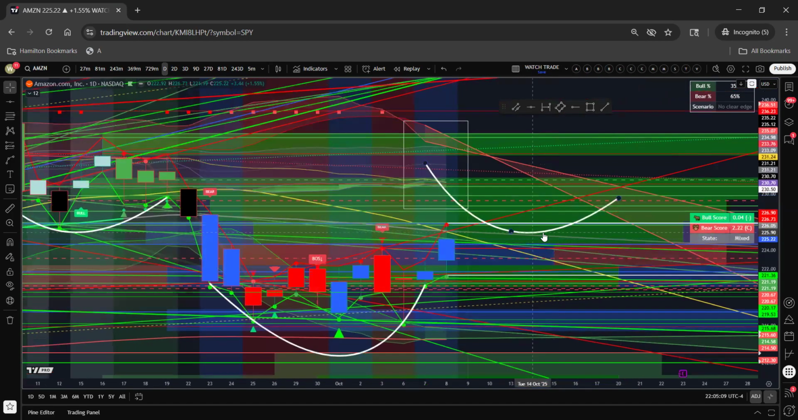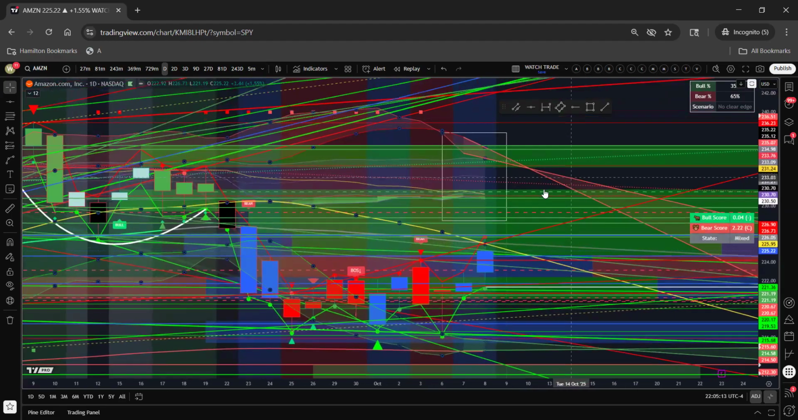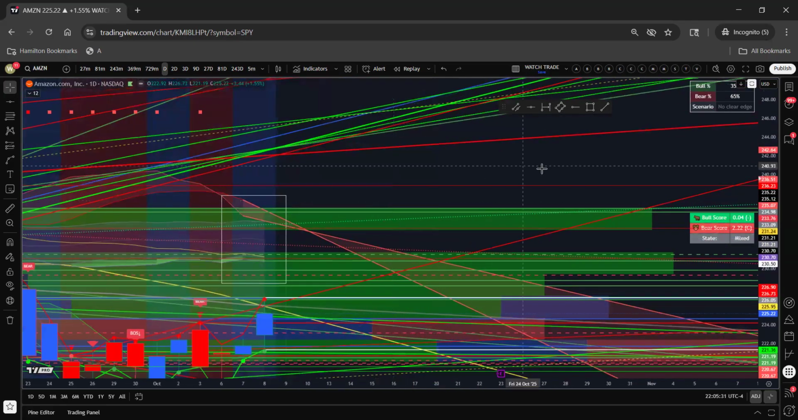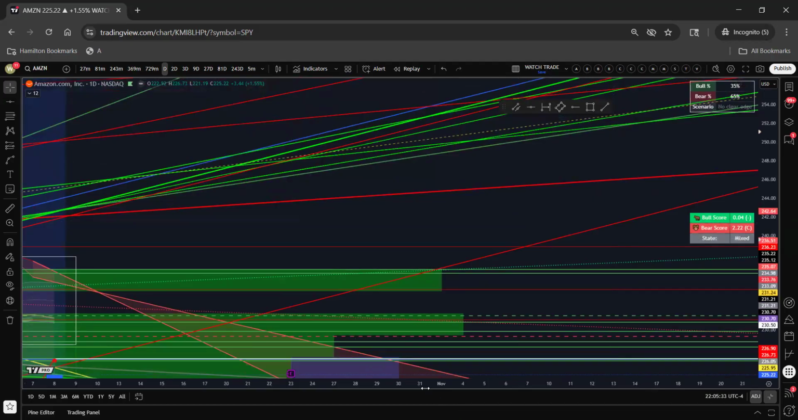All right, so I got distracted. I keep doing that. So the ATR for Amazon is 237.75. So I think Amazon can hit that and eventually hit 238.81. Above 238.81, we can go all the way.